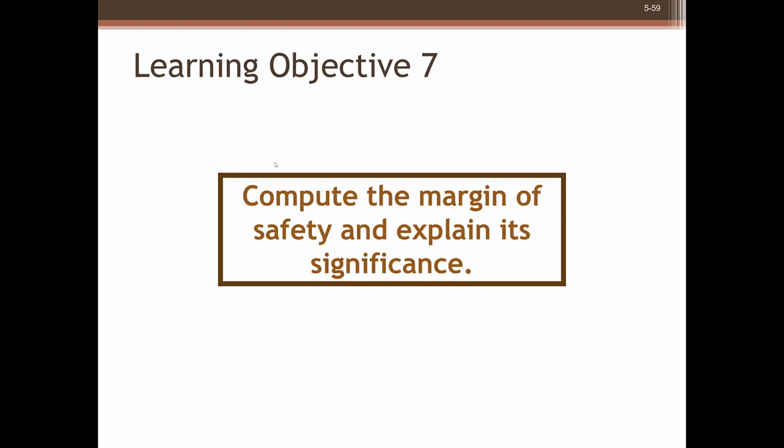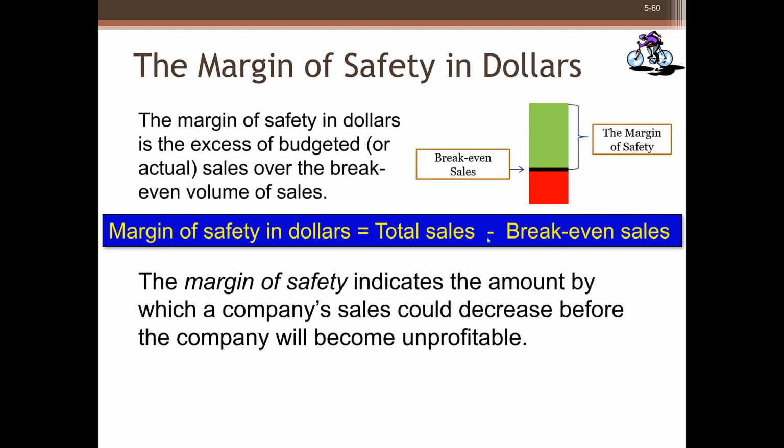Learning Objective 7 is to compute the margin of safety and explain its significance. The margin of safety in dollars is the excess of budgeted or actual sales over the break-even volume sales. See the picture here. For the formula, we use total sales minus break-even sales. The margin of safety can help management assess how far above or below the break-even point the company is currently operating. The greater this margin, the less sensitive the company is to going bankrupt.